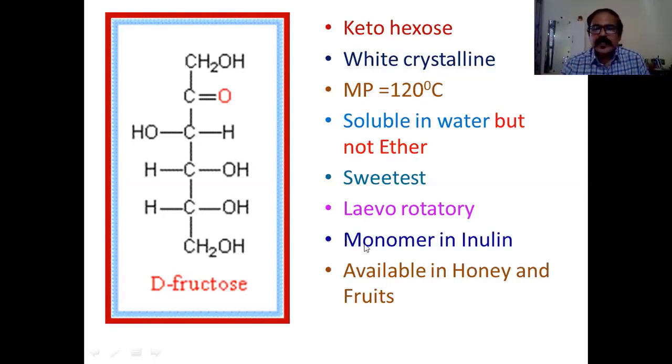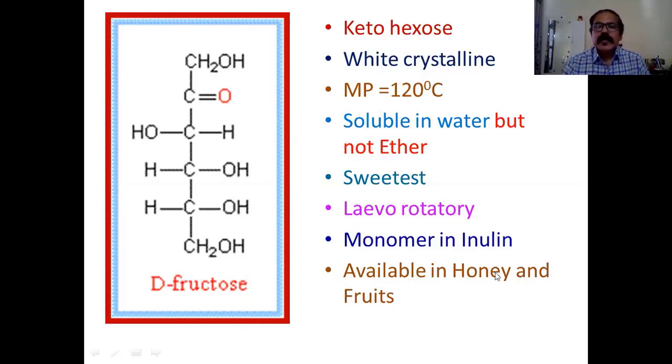And it is the monomer of inulin. Inulin is a compound made of fructoses. When fructose molecules combine together, they become a big polymer. This polymer is nothing but inulin. So when fructose monomers combine, we get inulin.